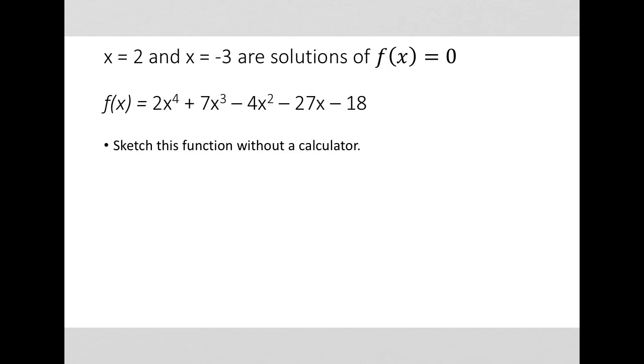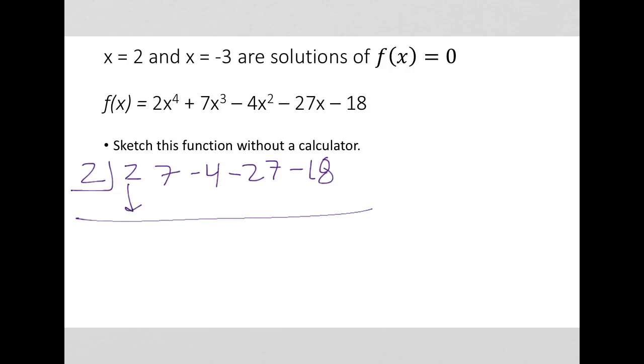We've got x equals 2 and x equals negative 3 are solutions of f of x, and we want to sketch this function without a calculator, so we need to figure out what the other solutions are. So again, just use some synthetic division. When given the option, I always use synthetic division over long division. So let's go with our first solution, 2, and then pull down your coefficients, 2, 7, negative 4, negative 27, and negative 18.